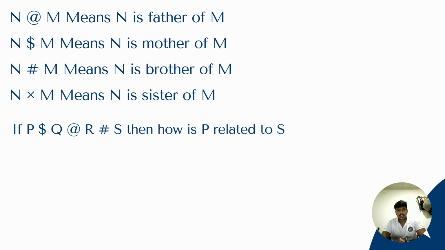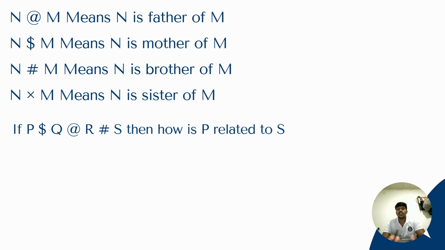Coming to the second one. Here they are going to use symbols. For example, N at the rate M means N is father of M, and so on like this. Remember, you need not remember the symbols. They will change from problem to problem. So these symbols are only for this problem. Sometimes they will say like this: N plus M equals N is father of M.